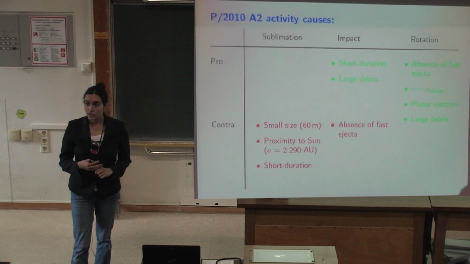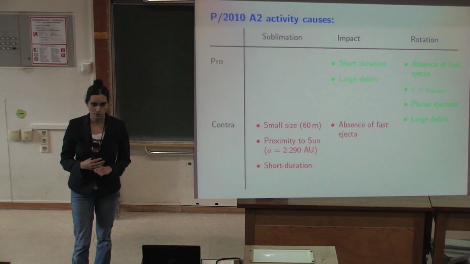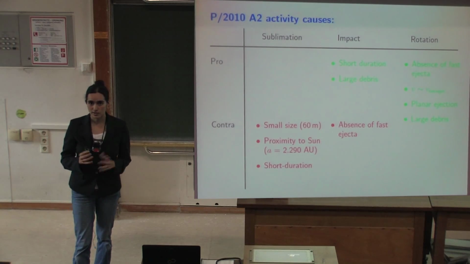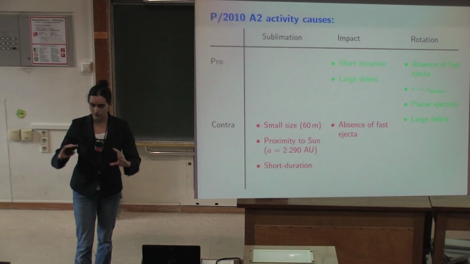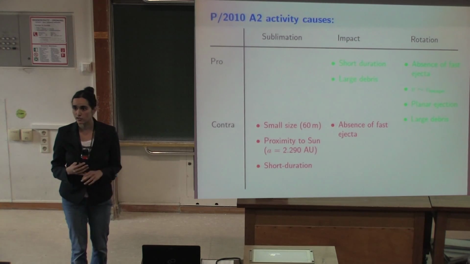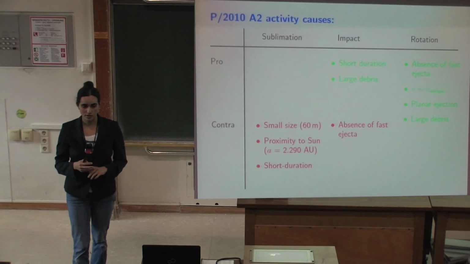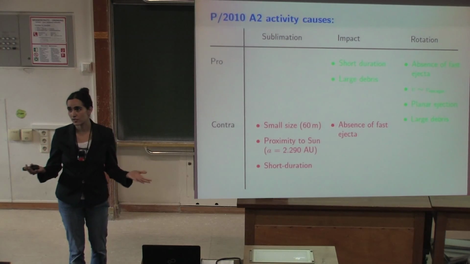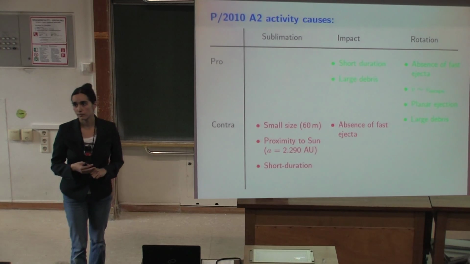So the third hypothesis is that fast rotation caused the activity of A2. Fast rotation means it was spinning so fast that centrifugal forces could compensate the gravity of the object, at least at the tips and at the equator. This is consistent with the absence of fast ejecta because you would expect that velocities are just barely escaping. It is consistent with the planar ejection we found, which the impact is also unlikely to cause. And it is consistent with the presence of large debris.